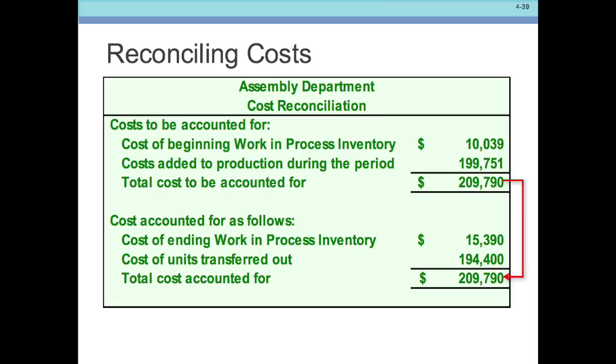So in the first one, it's the money coming in. We had $10,039 in the cost of work in progress when we started, and we added $199,750 of cost during the production period for a total of $209,790. But we also have a cost of the work in progress inventory on the end and the cost of the units transferred out. So you can see that this reconciles perfectly, that the amount you started with plus what you did equals exactly what you completed and what you have left to complete.